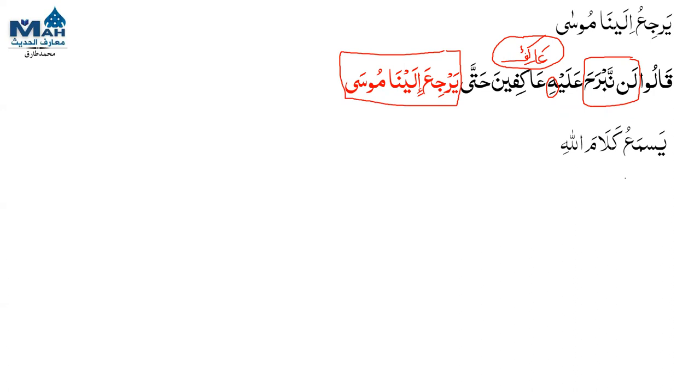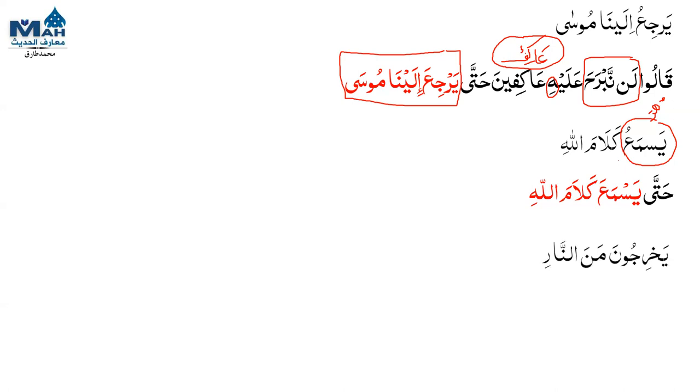Can you read the next sentence? يسمع كلام الله. What is the fa'il and maf'ul? يسمع is fa'il, and كلام الله is maf'ul. Beta, what happened? يسمع is fi'l mudari', the fa'il is هو. So يسمع كلام الله. He is listening to what? He's listening to Allah's command. Okay. Now, can you read? حتى يسمع كلام الله. Okay. What does it mean? Until he listens to the commands of Allah. Very good.